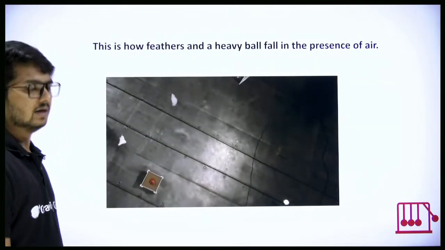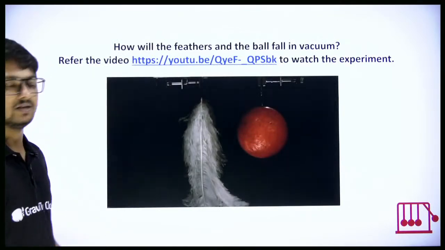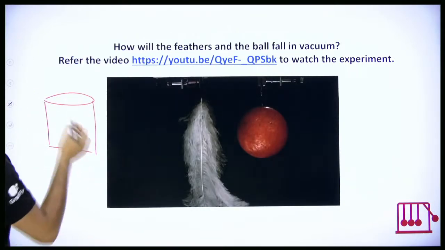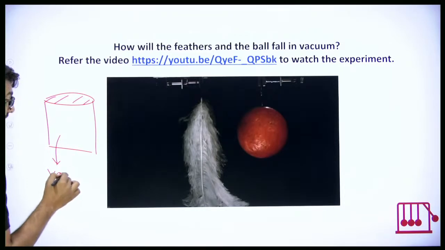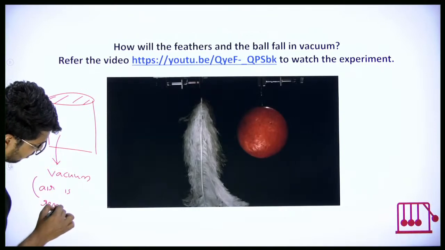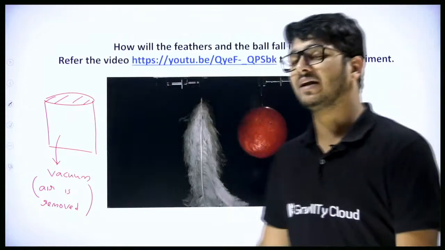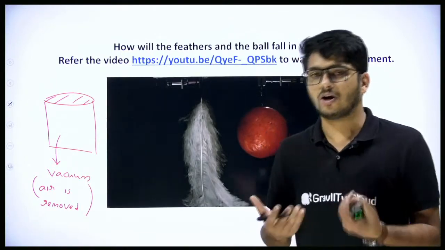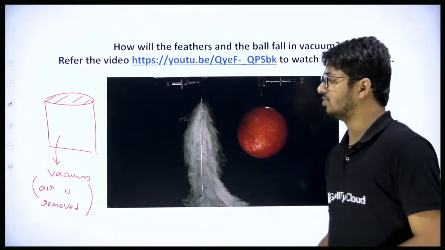Feathers fall slowly. But in the second case, or in this video, let's say there is a room, the room in which the experiment is done. In this room, air is completely removed. So what is there? Vacuum. Air is removed. So if air is removed, no air resistance, no wind. So which force will act on the feathers or on the ball? Only gravitational force. Only gravitational force will act on it.